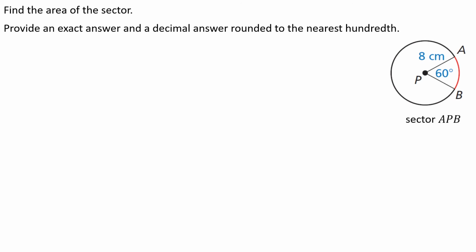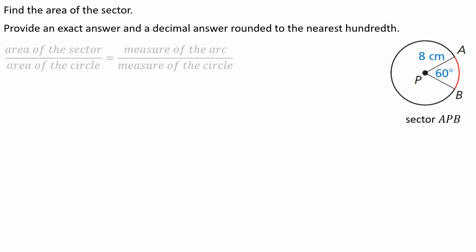So I've got a circle, the radius is 8 centimeters. And we've got a wedge cut out, 60-degree wedge. I wonder what the area of that sector is. It's like a slice of pizza here. So again, this is how I'm going to set it up. Take the area of the sector compared to the area of the circle. That has to be the same ratio as the measure of the arc compared to the measure of the circle.